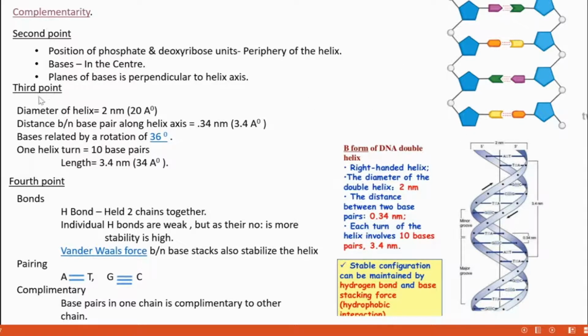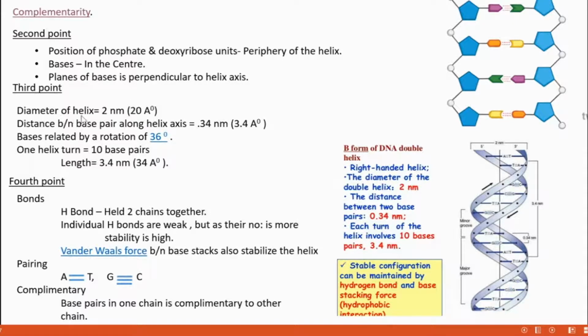And coming to the third point, diameter of the helix. Diameter of the helix means this distance, this length. In this point, I am giving the measurement in two units, nanometer and angstrom. You only need to follow any one of the units, otherwise it may lead to confusion. So it's better to follow the angstrom measurement itself. So I am giving more stress to the angstrom measurement.